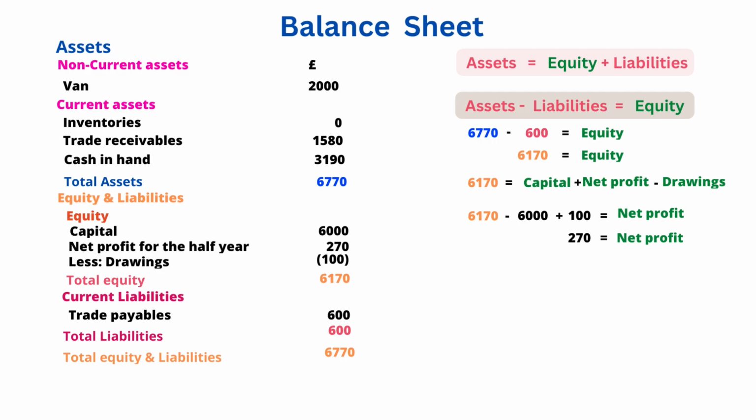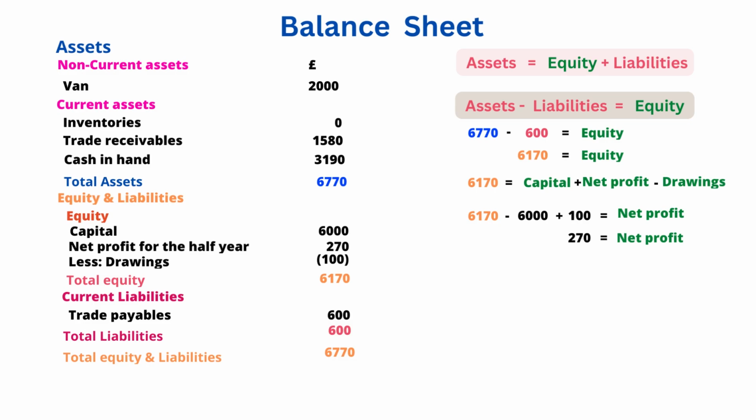Total equity and liabilities is £6,770. So this amount, this total equity and liabilities, must be equal to total assets, £6,770. It means that the accounting is balanced.